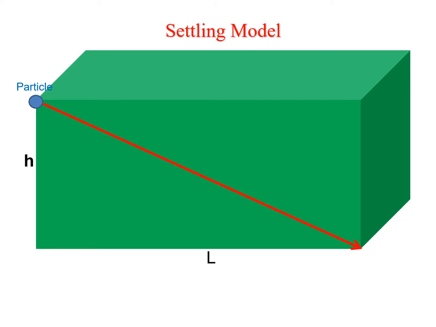Let's assume that we have one settling tank, and see what will happen to one particle. If the particle is at the left edge and I play, I will see that the particle settles down at the right edge. If we consider the height as h and the length as l, we have two different velocities. The first is the horizontal velocity, or v1.